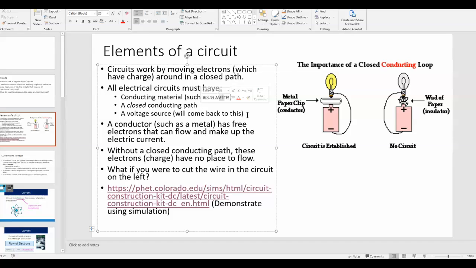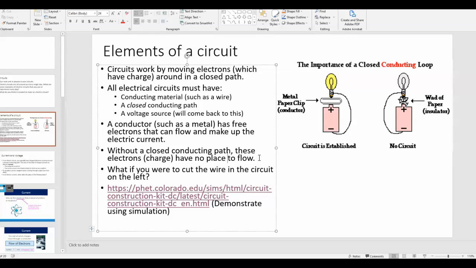And then finally, you have to have what's called a voltage source. We'll talk more about that in a few minutes. But all circuits basically have to have those elements. A conductor, and I said before, usually when you think of a conductor, you're talking about a metal, but a conductor basically has what's called free electrons inside its atoms that can flow and make up the electric current. So you have to have that.